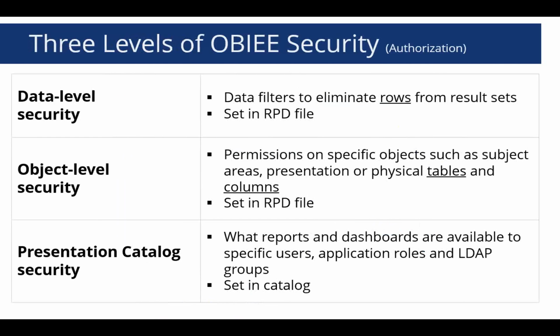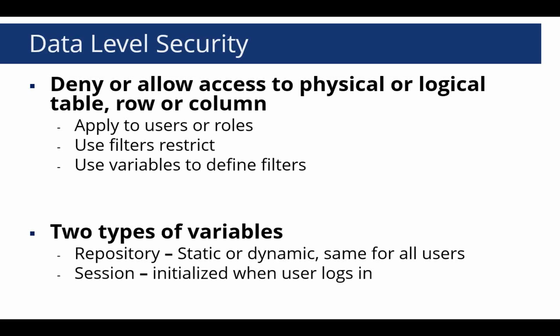So there's 3 levels of security that we are talking about within the RPD: data level, object level, and then the presentation. So we're talking about filters on rows within result sets. We have permissions, and then we have set in the catalog application roles as mapped to specific subject areas. We'll get into this in a little more detail. But for the data level security, here's where you're going to be thinking about applying the row or column level, if those are your requirements, primarily based upon filters.